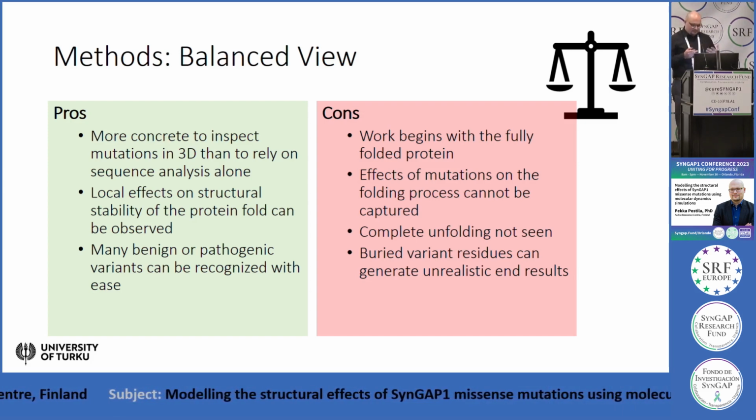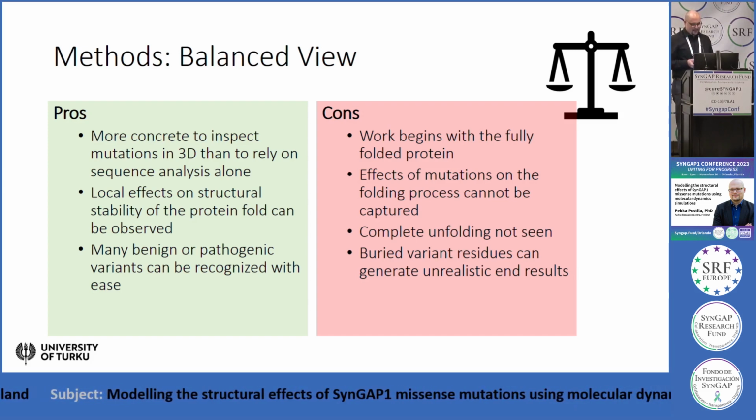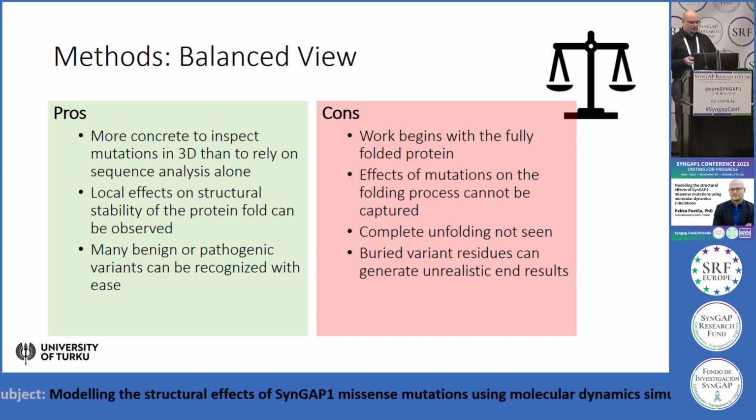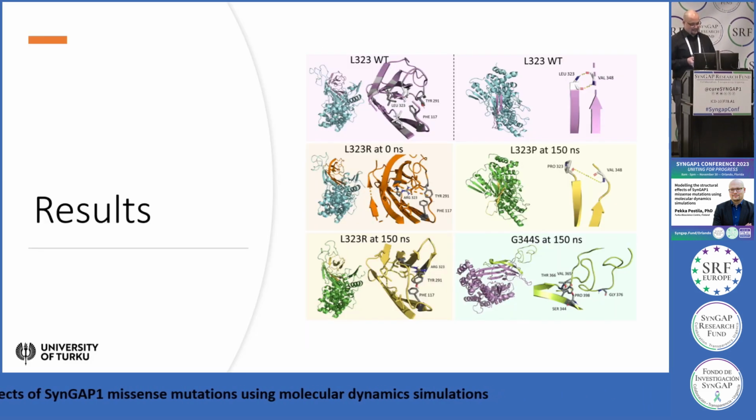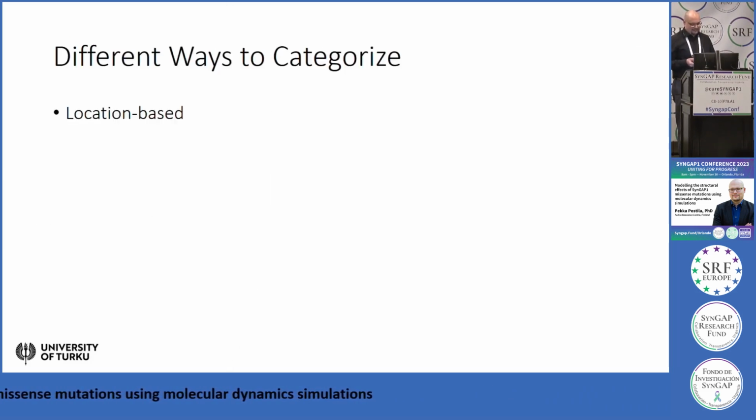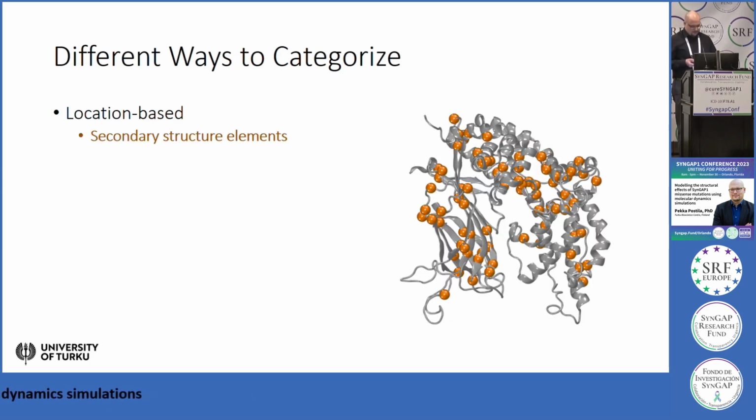The bad thing, or the con, to this would be that we're actually working in a sort of backwards manner, because we have the fully folded protein and we're introducing the mutations at that stage. So if the effect is felt during the folding, we're not necessarily going to see that. And we're not going to see complete unfolding of the protein either, even if that would happen, because of how the approach is set.